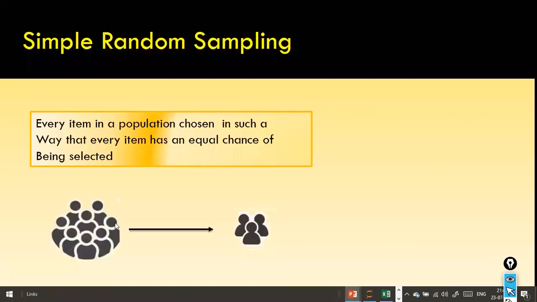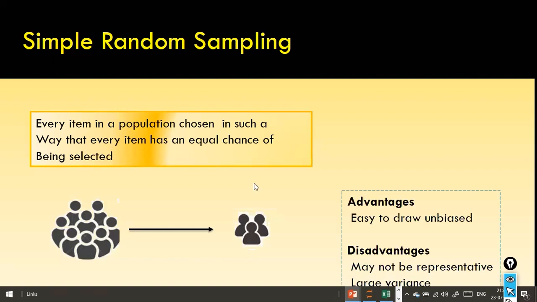To start with, let us understand what simple random sampling is. So this is your population. In your population, you make sure that you are picking every item in such a way that it has an equal chance of being selected. That is what simple random sampling is. In this case, what are the advantages? Easy to draw and unbiased, because you close your eyes and randomly sample here and there.